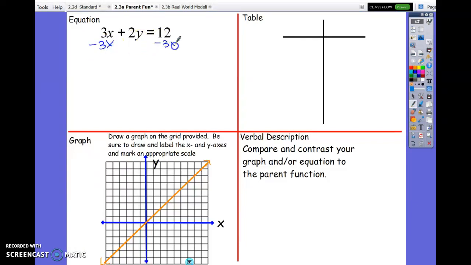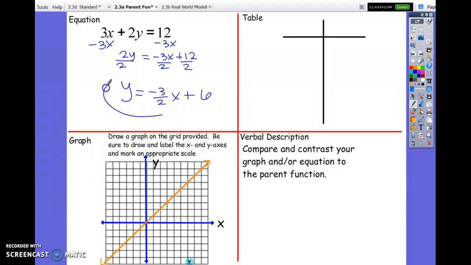Subtract 3x on both sides. 2y equals -3x plus 12. Then we want to divide everything by 2. Y equals -3/2 x plus 6. So this is our slope-intercept form. So I'm actually going to look at our slope-intercept form in order to graph and then use our table. Okay? Let's look at our table first.